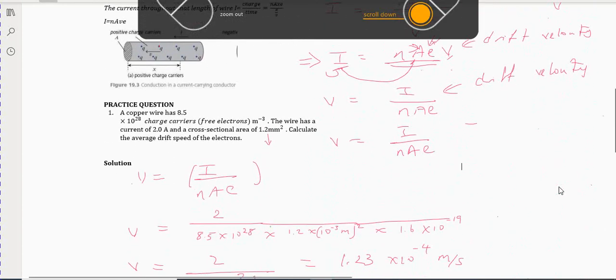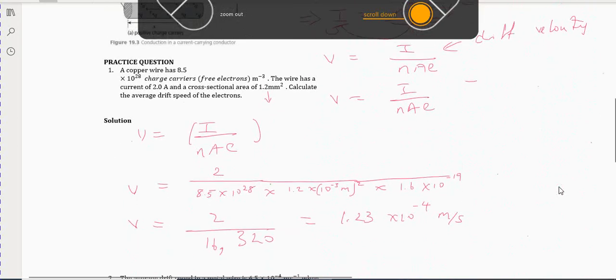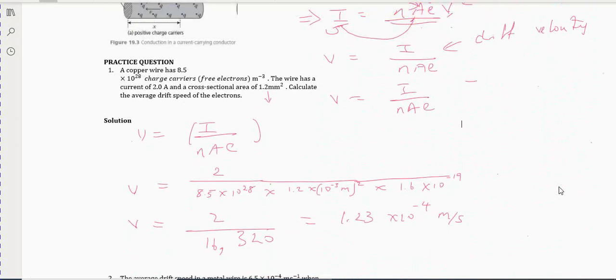Now let's look at a practice question, right? Now here's a question to say that a copper wire has 8.5 times 10 to the 28 charge carriers, free electrons, per meters to the minus 3, and the wire has a current of 2 amps, and it also has a cross-sectional area of 1.2 millimeters squared. They say calculate the average drift speed of the electrons.